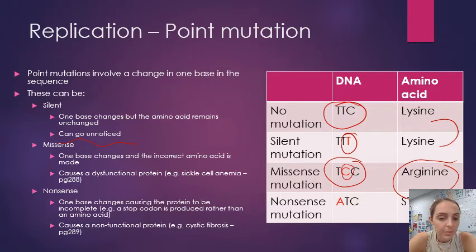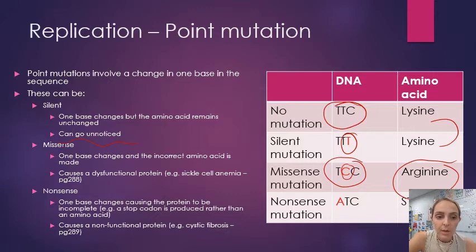So an example of that is sickle cell anemia, which you can read about, and we're going to speak about a little bit further. So in this case, it makes the protein not do its normal job correctly because one of its building blocks is incorrect.